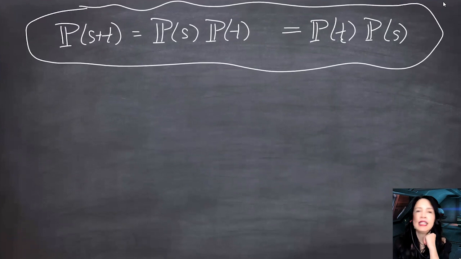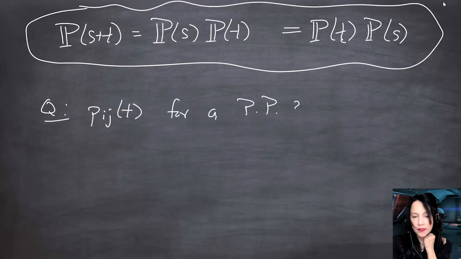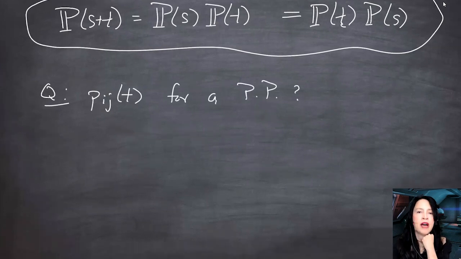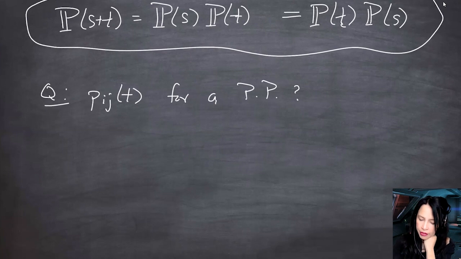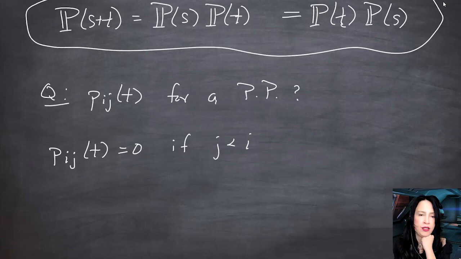And let's figure out these transition probabilities, I don't want to put them in a matrix, for a Poisson process. We want to go from some i to some j in t units of time, and the Poisson process can never decrease. So the probability of going from i to j in t units of time is going to be 0 if j is less than i, because you can't go down.